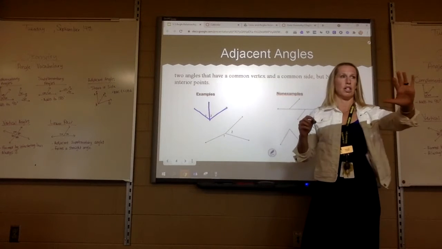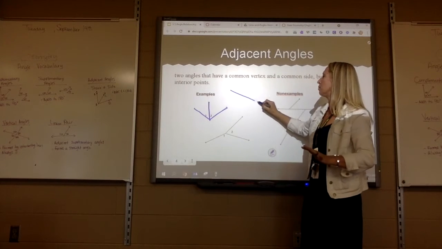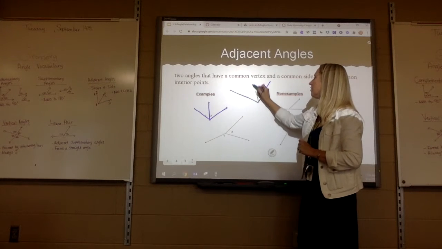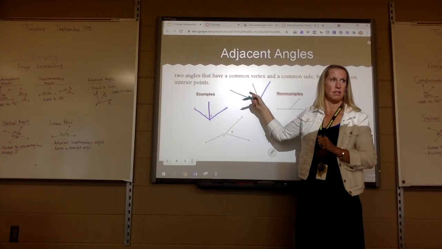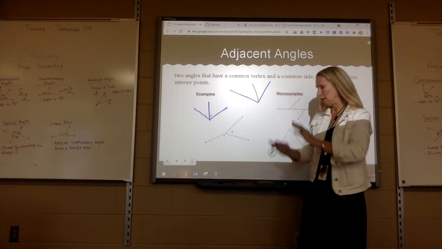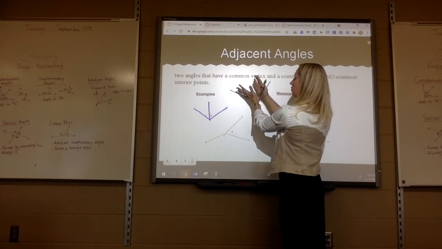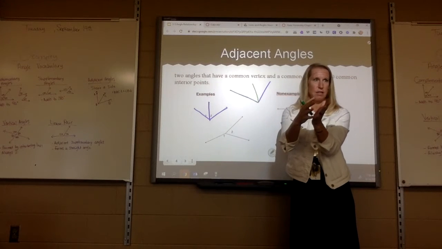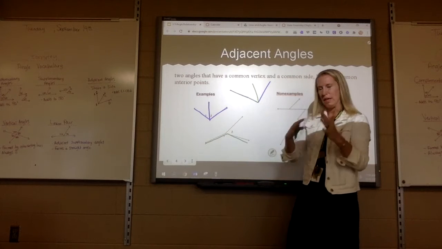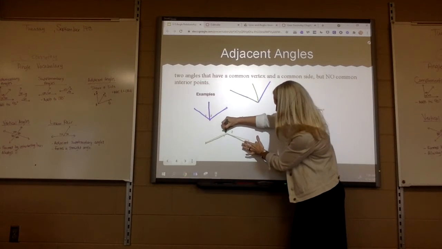Okay, but this is not adjacent. Look at this. If I have this big angle, and then I have an angle on the inside of it, that is not adjacent. So they have to be two separate angles right next to each other. So I can't have the big angle and then one inside of the angle. That's not adjacent. You have to have an angle all alone, but it shares a side with another angle.